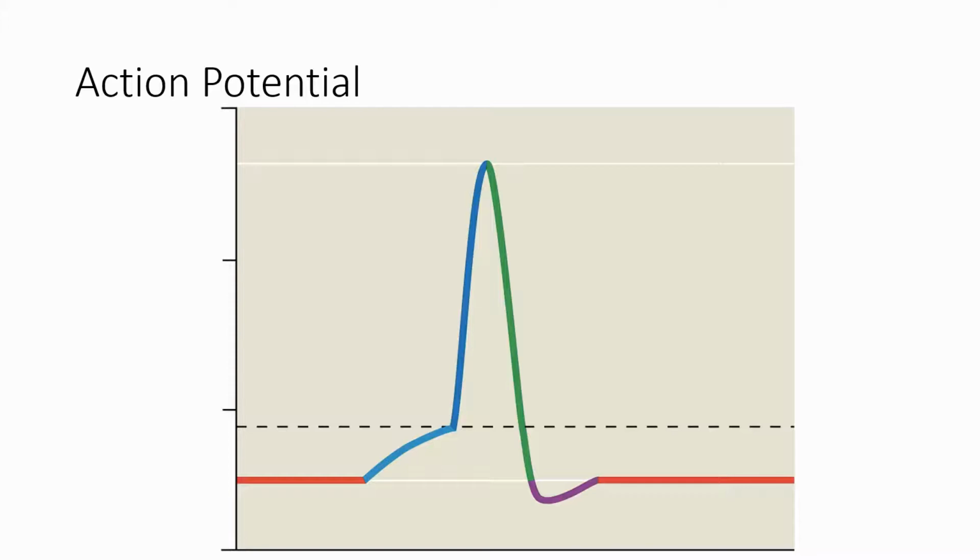So this is the general shape of a graph showing the voltage or the membrane potential of a neuron during an action potential. That dashed line is 0. Anything under that is negative, so you see the resting potential is negative. And everything above that line is positive. So an action potential is a rapid positive change in charge.